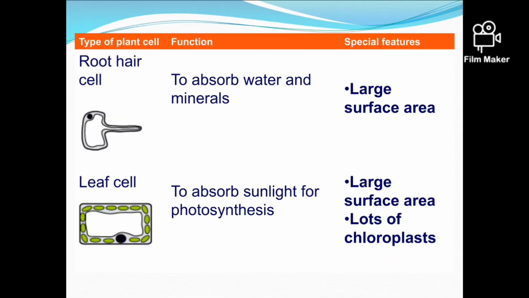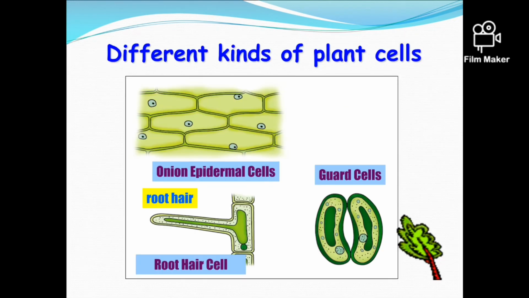Now, about plant cells. For the root hair cell, the function is to absorb water and minerals. The special feature would be a large surface area. For the leaf cell, the function is to absorb sunlight for photosynthesis, and the special features would be a large surface area and lots of chloroplasts. Here are the different kinds of plant cells: onion epidermal cells, root hair, and guard cells. All of these are found in plants.